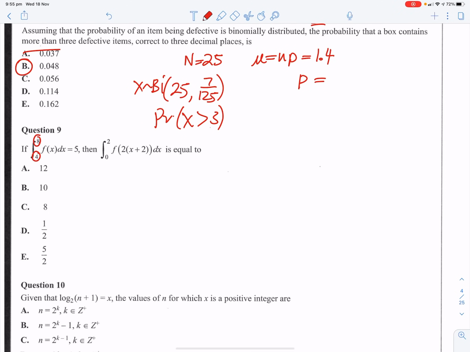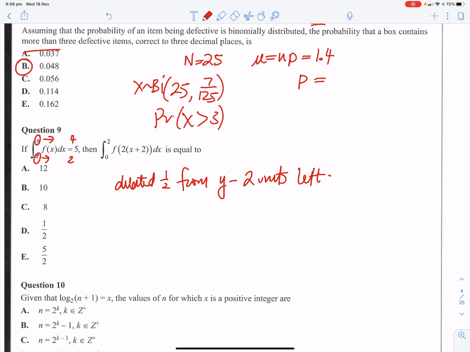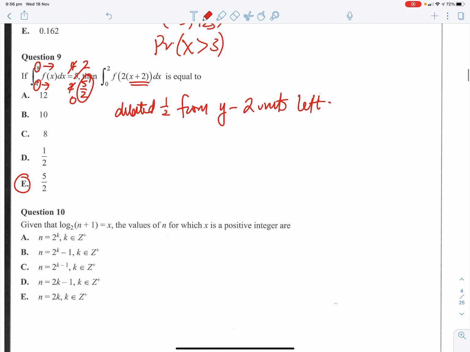Okay, we've got the integral from 4 to 8 of f of x dx is 5. This function here is dilated 1/2 from y, and then 2 units left, which means if we dilated 1/2 from y, we would get 4 and 2 as our terminals, and our area would halve. And then if we translate it 2 units left, we would get 2 and 0 as our terminals. However, the area wouldn't change, it's just translated left. So our area is going to be 5 on 2.